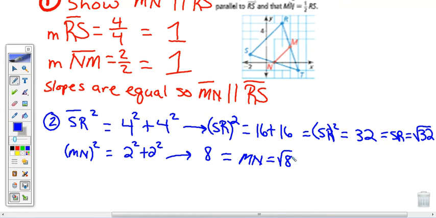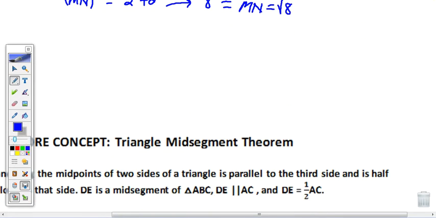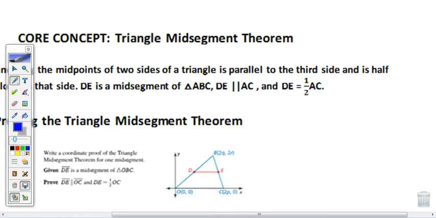So let's just look at an example here on the next page. Okay, example on the next page, or down below here, I guess. First of all, kids, what's it say down below here? Core concept.